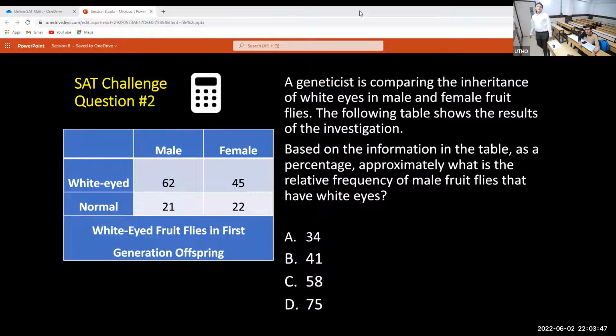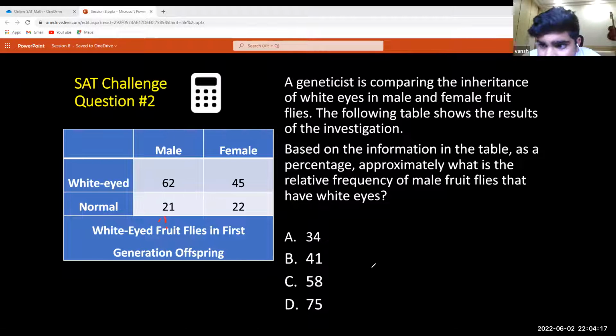So this is basically a two-way table. जहाँ पे आप देखोगे columns में genders हैं और rows में they've given white-eyed or normal type. Now they are asking relative frequency. The formula for relative frequency is desired upon total. There's a probability. So they are asking relative frequency किसका चाहिए? Male fruit flies का. How many male fruit flies do you have?